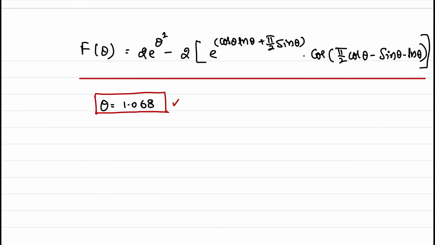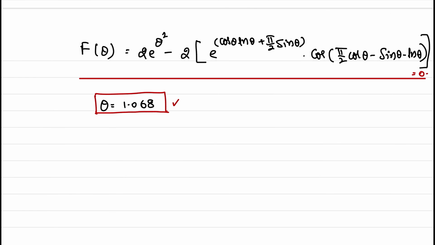Whether it is a CSIR examination or JEE Advanced examination, if an online calculator is provided, you can use the online calculator and find the value of theta. Start with theta equal to 1 and try to make this equation equal to 0. Then at one value of theta, 1.068, you will get that equation satisfied.